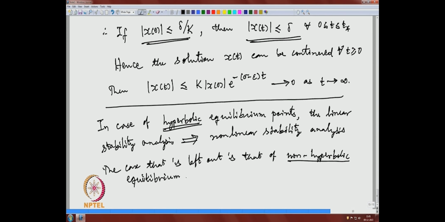Okay. And this one is more effectively handled by the Lyapunov function, and that will be the topic of our next discussion, next class. So, the Hartman-Grobman theorem and Perron's theorem take care of the case of hyperbolic equilibrium points, and the non-hyperbolic equilibrium point case will be handled by Lyapunov functions.